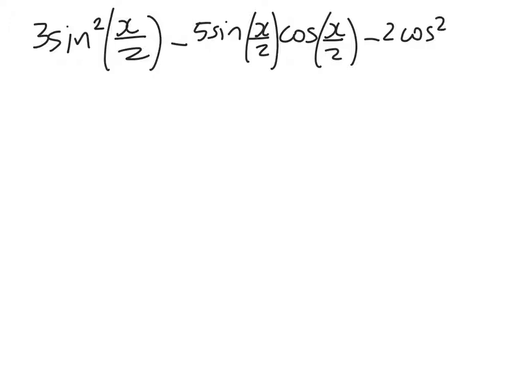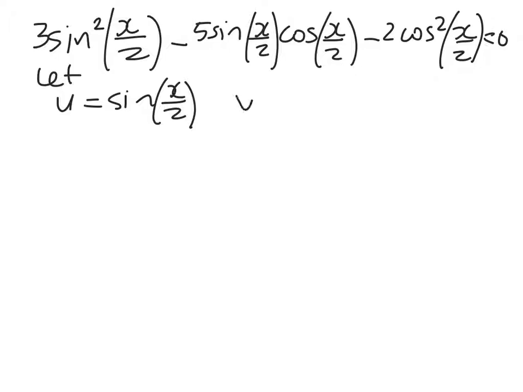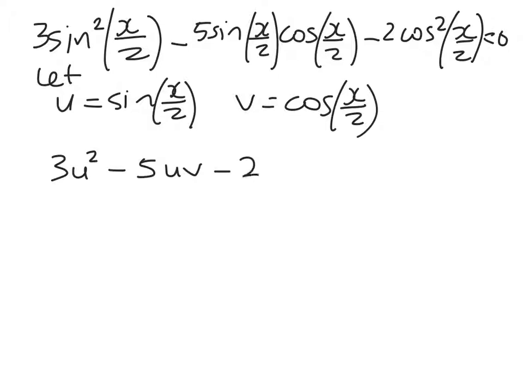But one way to do it, if you're having trouble looking at that and seeing what's going on, is just to use u and v. So we'll let u be the sine of x on 2 and let v be the cos. Lots of you won't need to do this, but some of you it might help. So we've got 3u squared minus 5uv minus 2v squared equals 0.